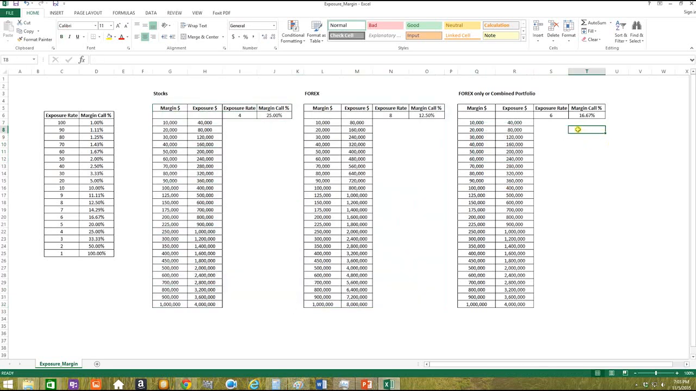So it can be applied to anything. It can be applied to Forex only or a combined portfolio of, say, Forex, stocks, and commodities. So you can apply this across all asset classes. The key is to look at this number here, the margin call number, and look at the volatility of the asset class that you're trading and work out the sensible exposure rates and to have an actionable trading plan.